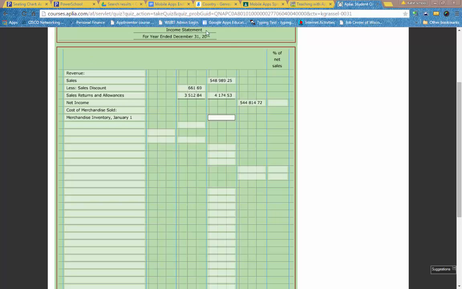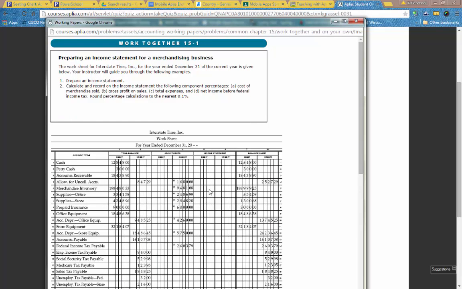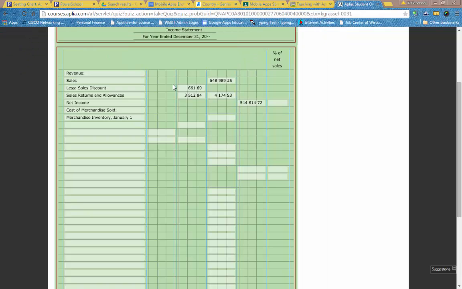Because when I look at my worksheet, I have two different numbers here for merchandise inventory. I have trial balance and I have balance sheet. Right now, I am getting the amount for merchandise inventory from trial balance because that is the balance of my inventory on January 1st of that fiscal period.